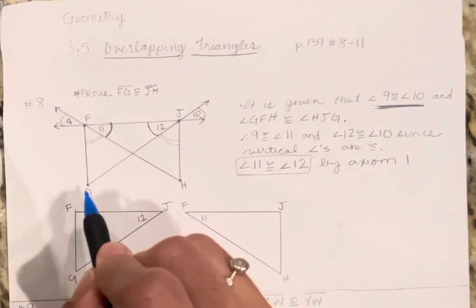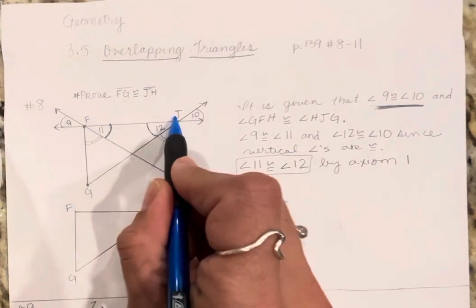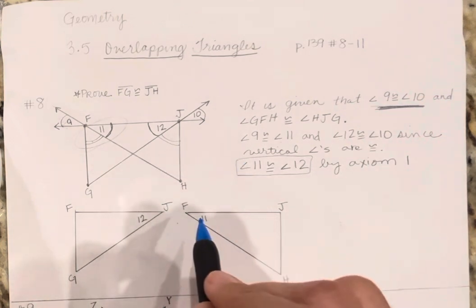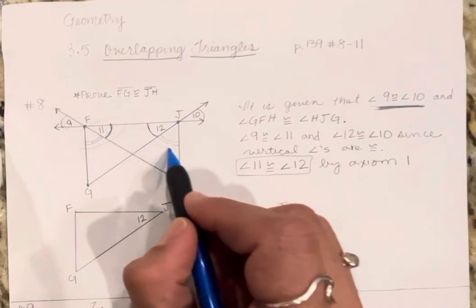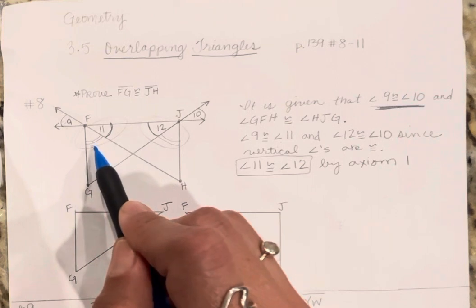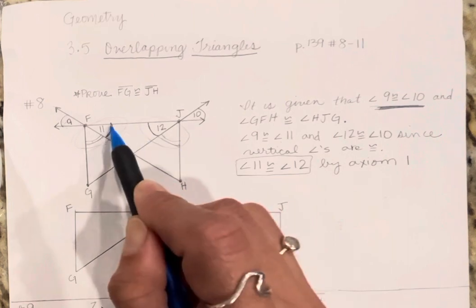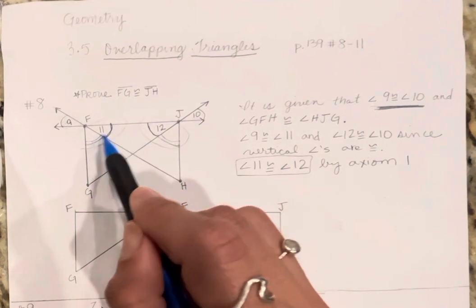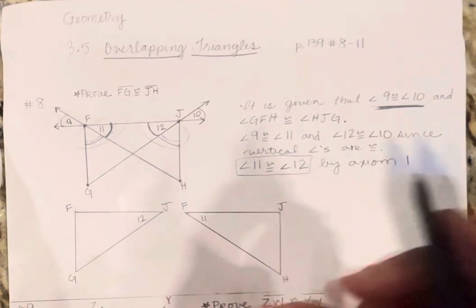Okay, so what I was saying was I am going to now look at angle GFJ, which is the combination of these two angles, and then I'm going to look at angle HJF, which is the combination of those two angles. And so I'm going to use now the addition axiom, because these two are congruent. Angles 11 and 12 are congruent. So what I'm going to do is I'm going to add these two together to these two. And of course, we know that the wholes are congruent. That's axiom 2.